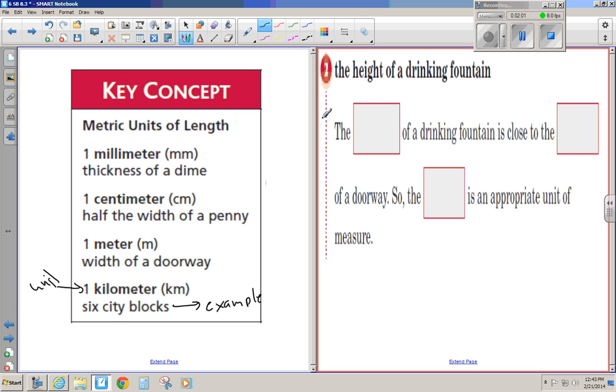All right, the height of a drinking fountain. So the height of a drinking fountain is close to the width of a doorway. So the meter is an appropriate unit of measure. Now, the height of a drinking fountain, I would also say a centimeter is also a good choice.